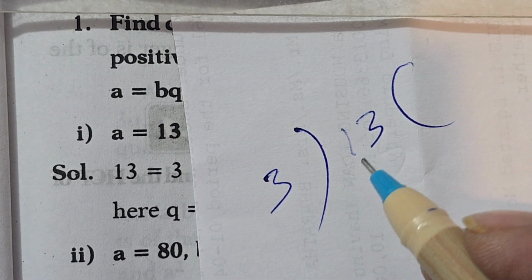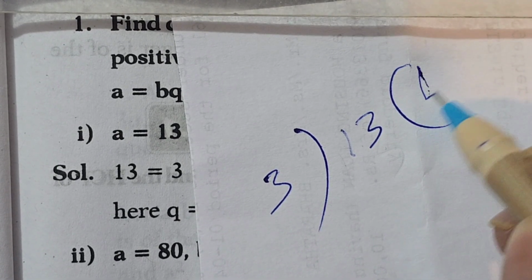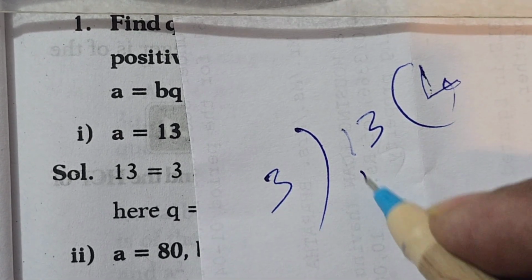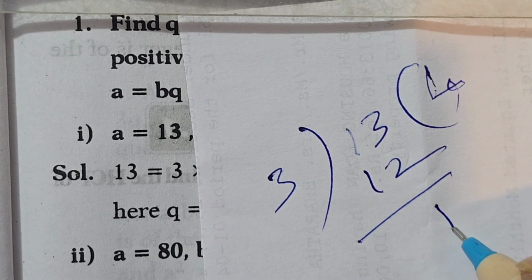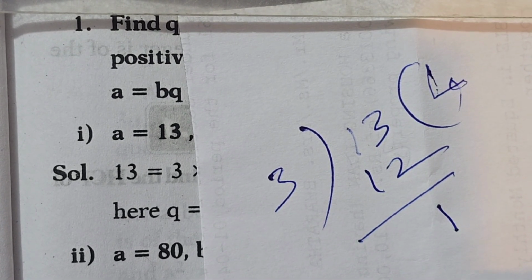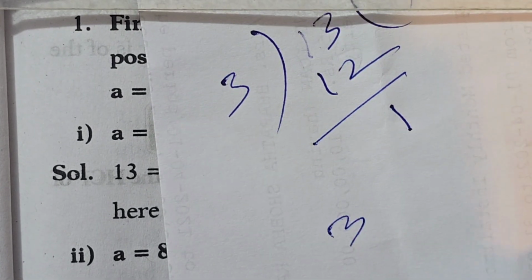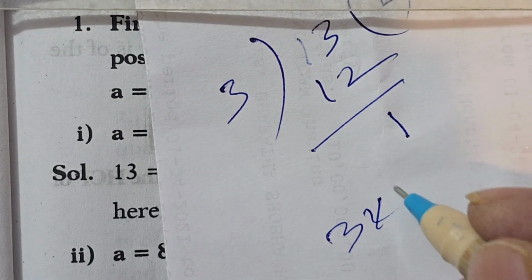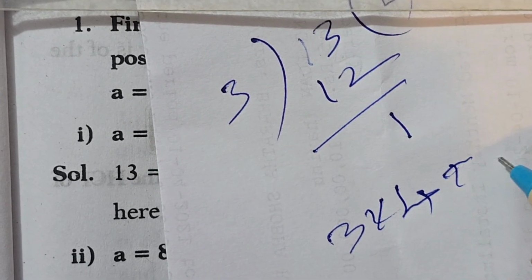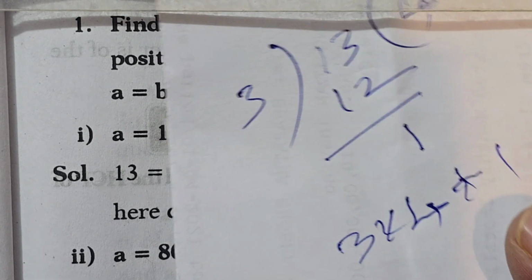Now observe this. 13 is divided by 3, that means 3 times 4 is 12. So the remainder is 1. We can write this as 3 into 4 plus 1.